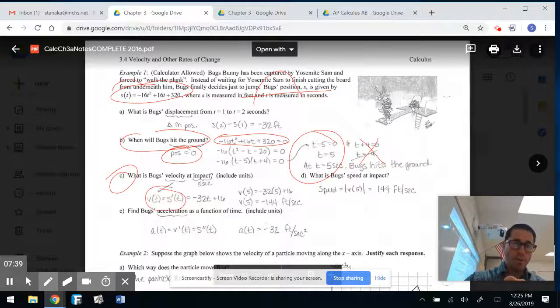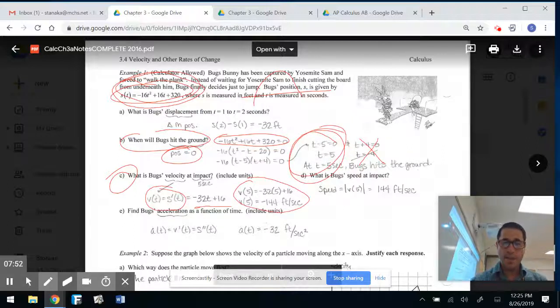And v of t, remember, is the derivative of position. So the first derivative would be negative 32t plus 16. Okay, and then at impact, well, impact is after 5 seconds. So I find v of 5, and it's negative 144 feet per second. Why feet per second? Because once again, I'm always going to include my units. It's change in your position over the change in time, which would be feet and seconds.